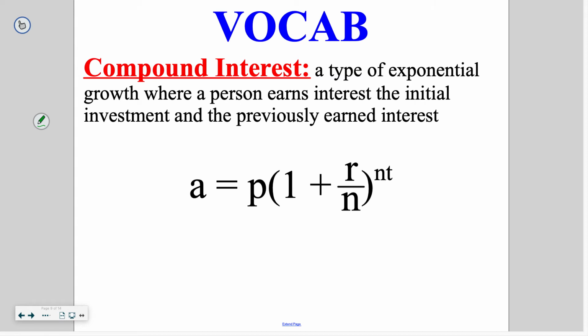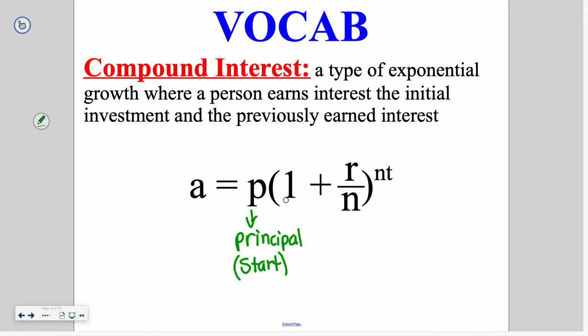This function looks slightly different. We still have our answer, they just call it A this time, which stands for amount, is equal to P, which means principal, which is another way of saying a starting amount of money.